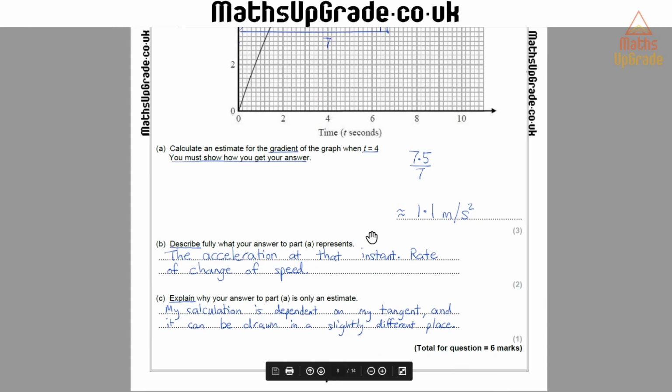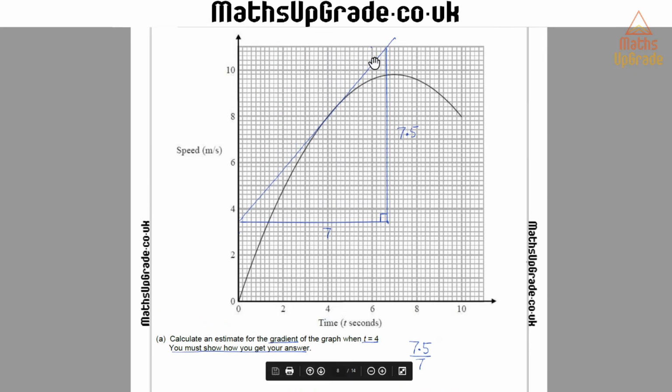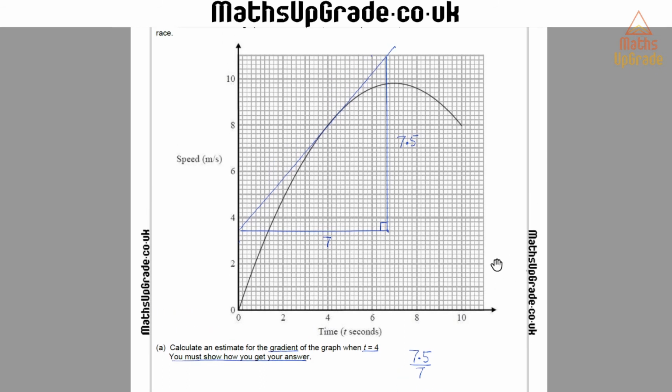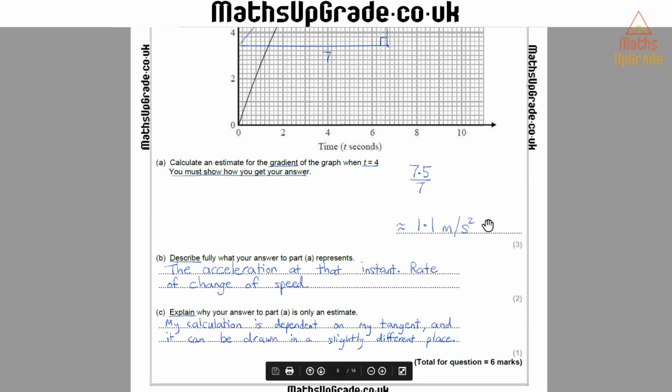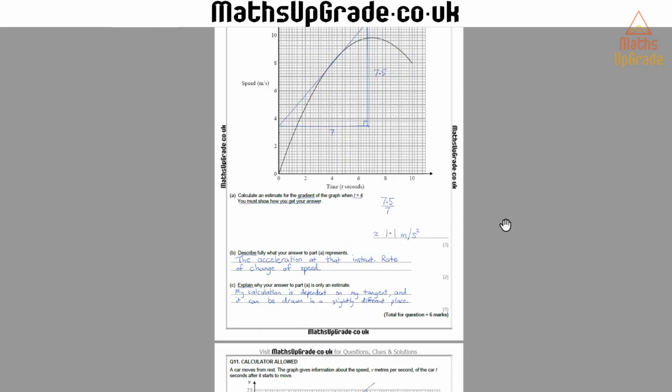Part C, explain why your answer to part A is only an estimate. It's only an estimate because, quite simply, my calculation depends on my tangent, and how I draw my tangent depends on me. It's not exactly perfect, right? So I can draw it slightly differently. That would affect the height, but also the base of this triangle. The height may be slightly different. The base may be slightly different. So that's why this is really just an estimate. That whole question there is worth 6 marks.